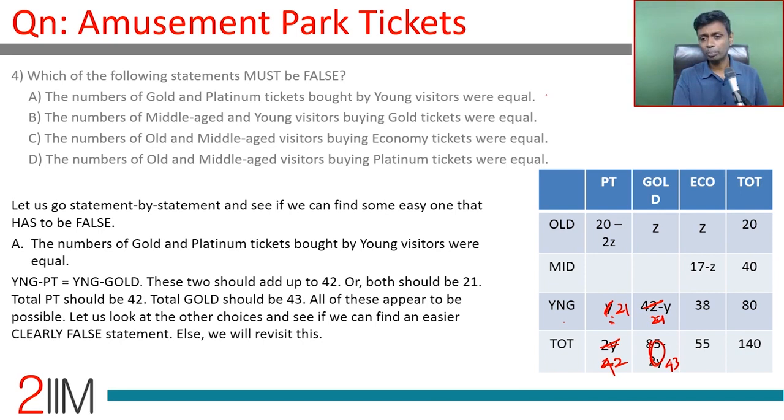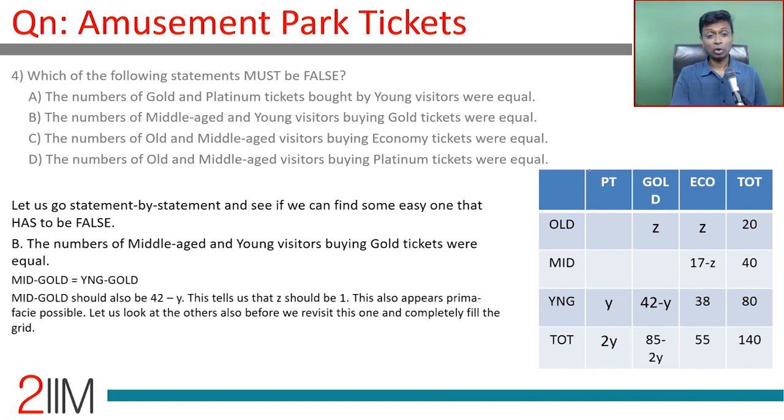But I'm going to keep a pin on it and say, okay, I'll revisit this. Maybe some other choice is very obviously false. So I'll jump on that. Otherwise, I'll come back and see this. So far, everything seems to work. Go to the second statement. The number of middle-aged and young visitors buying gold tickets were equal. Middle-aged and young buying gold.